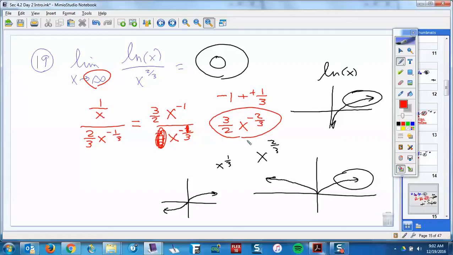Doesn't that get small? Right? Because it's x to the negative power, so that'd be 1 over x to the 2/3. So this would be getting really small. See? So that's where this is one where L'Hopital's rule could have really come in handy, because we really didn't have a good idea of which one of those was growing faster.